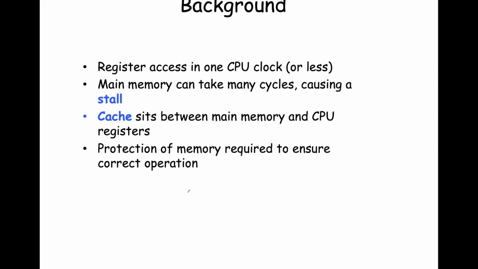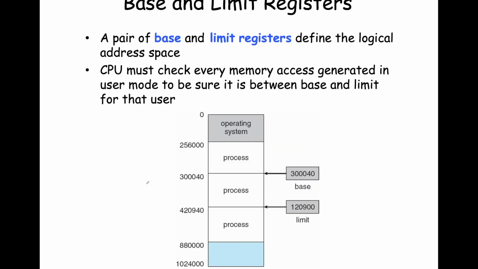Okay, and so the protection of memory is really important so that you don't have the data and the code of different programs overwriting one another. The protection of memory is required to keep all the different parts of your program, code, and data for the different programs separated from one another so they're not running over each other. And so this idea of protection is important for correct operation of your programs.